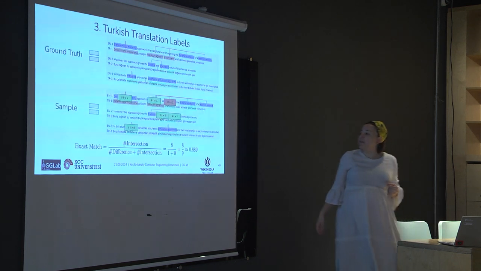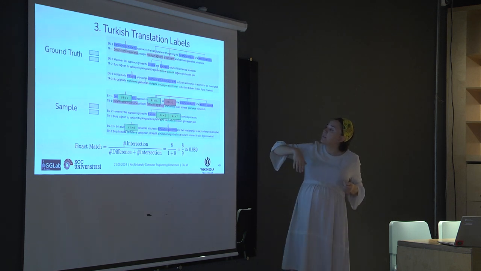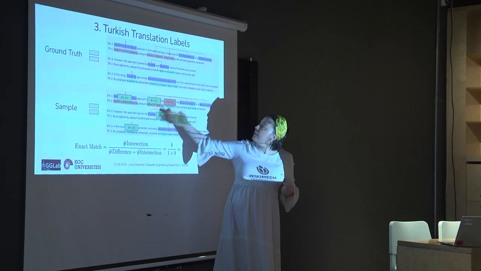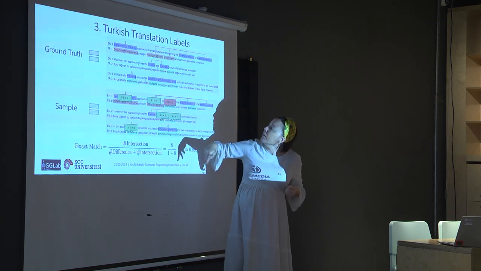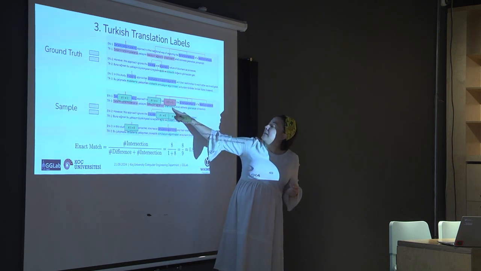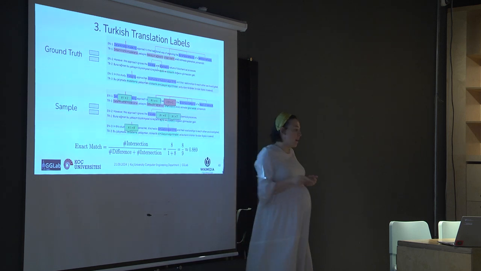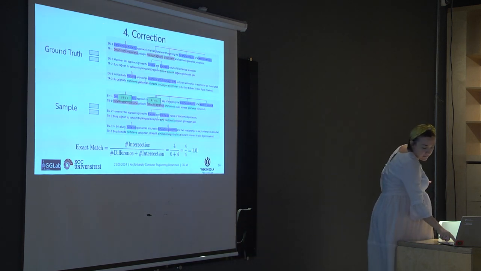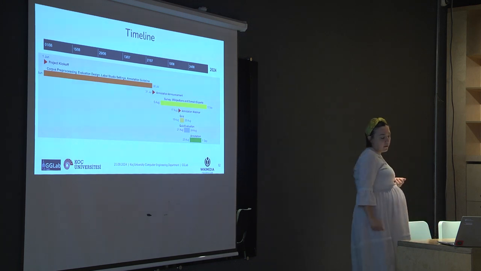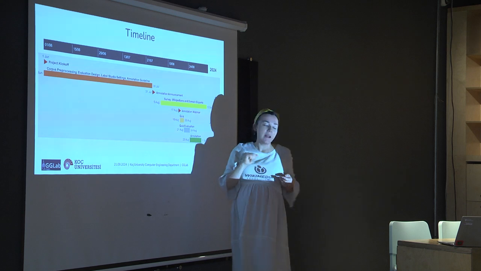The other metric is quite easy. We are just looking at the labels, checking how many intersections we have. For instance, this alignment is correct. This alignment is not correct. So out of 9, 8 of them are correct. And same for the correction linking. All right, then we have designed the evaluation and annotation guideline.